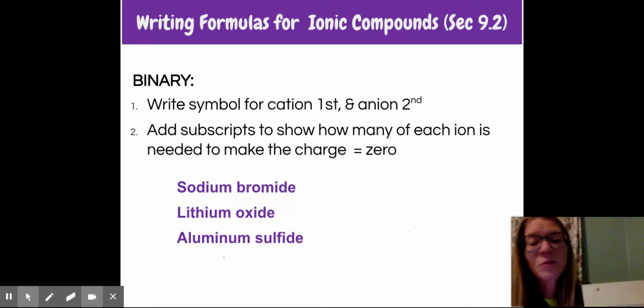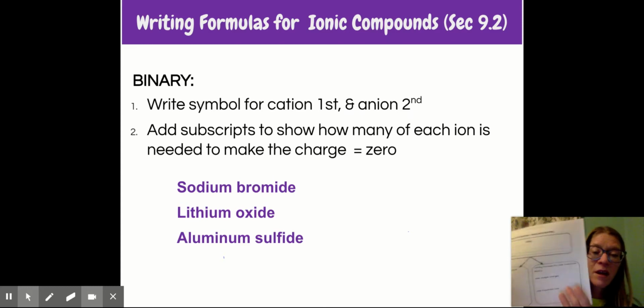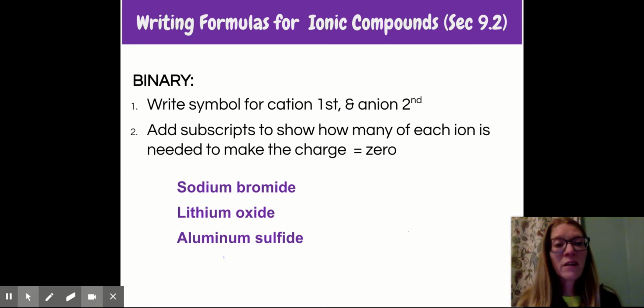All right, next we're going to get into writing formulas. So now we are moving to the right-hand side of your notes packet. So, writing formulas for ionic compounds. First, you're going to write the symbol for the cation, and then you're going to write the symbol for the anion. So the cation is always listed first in the name and the formula. Then this is where we add subscripts to show how many of each ion is needed to make the charge equal to 0.